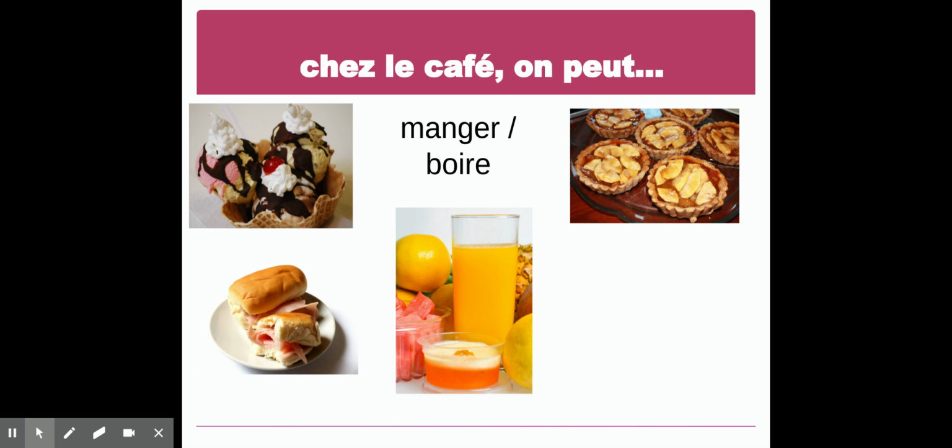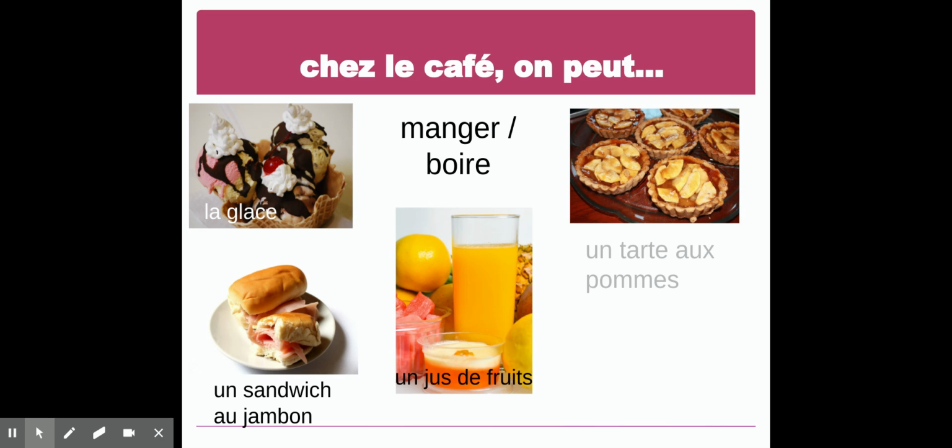Aussi chez le café, on peut manger ou boire la glace. On peut manger un sandwich au jambon, so a ham sandwich. Un jus de fruits, so fruit juice or any juice that's made of fruit, like apple juice or orange juice. Et une tarte aux pommes. So a tart is a little bit different than a pie. A tart is usually a lot smaller and a little bit more dense than a pie, if that makes a little bit of sense.